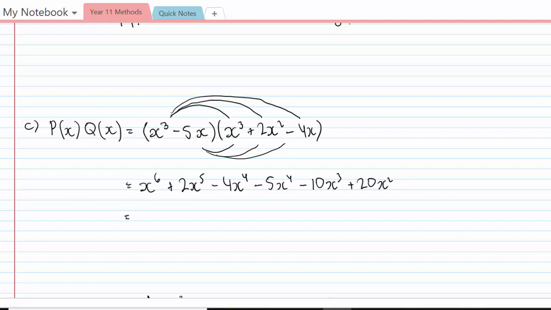And if I just collect the like terms there, well, there's nothing to group with the x to the 6, and nothing to group with the x to the 5 either. The x to the 4s, I'm going to be left with negative 9 of them. Nothing to group with the x cubed, and nothing to group with the x squared. So there we have it.